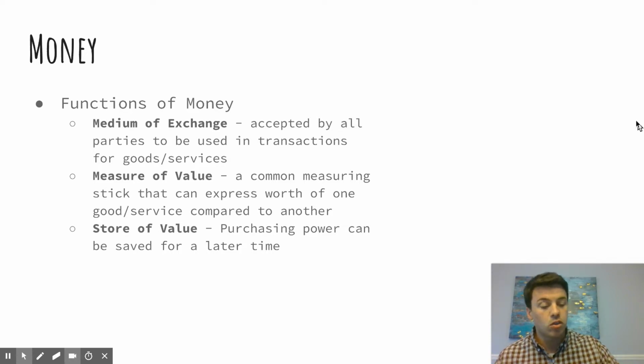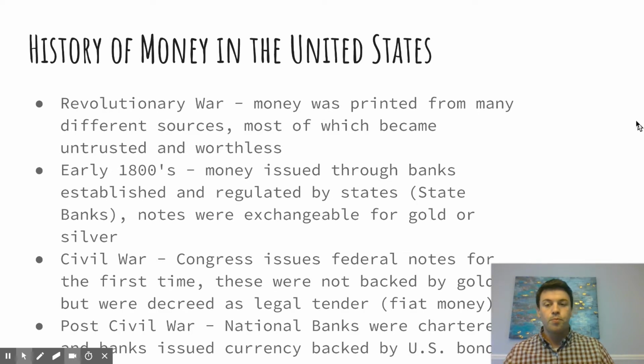So you're going to need to know those three functions of money. Let's quickly run through some history here in the United States. I'm going to be really brief with this. So we went, Revolutionary War. Money's printed from a lot of different sources. It's kind of an unorganized time in terms of our use of money. We're trying to fight a war. We're loosely connected states. How do we deal with all of this?